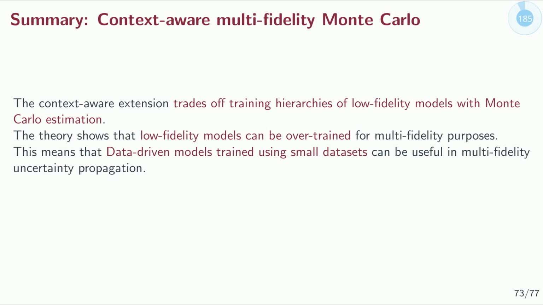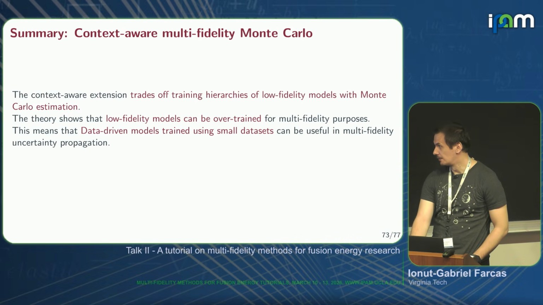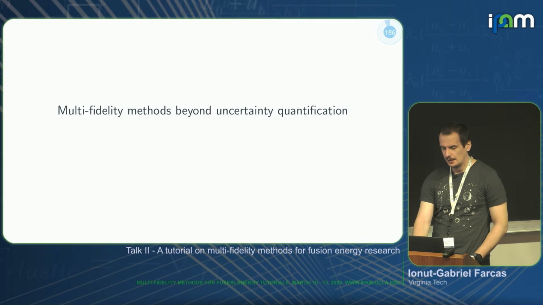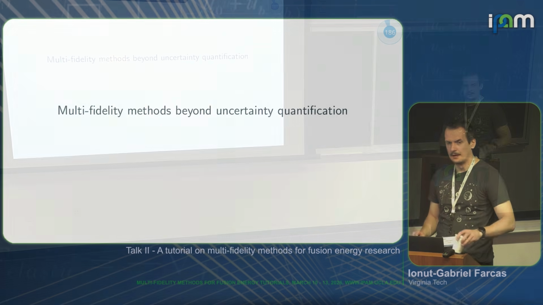All right. So the summary of this is that this context-aware extension trades off training hierarchies of low-fidelity models with Monte Carlo estimation. Our theory shows that low-fidelity models can be undertrained for multi-fidelity purposes, which is good news, especially for fusion energy research, because if you want to use this for a very complex application, maybe you get away with a model that is not trained from a large data set. And data-driven models trained from small data sets can be useful. All right, any questions here before we wrap up?